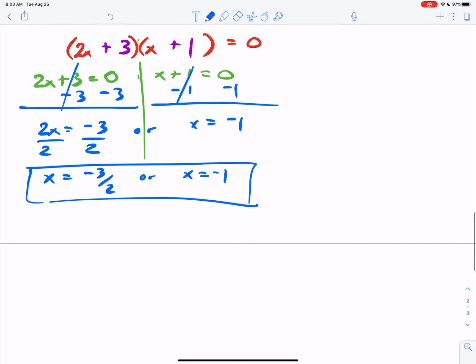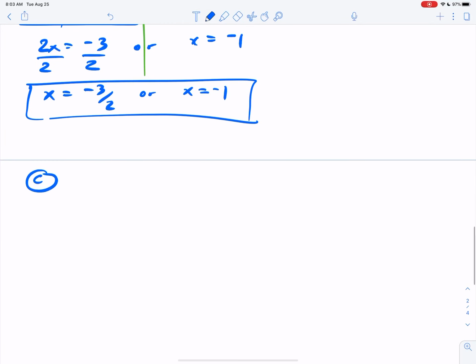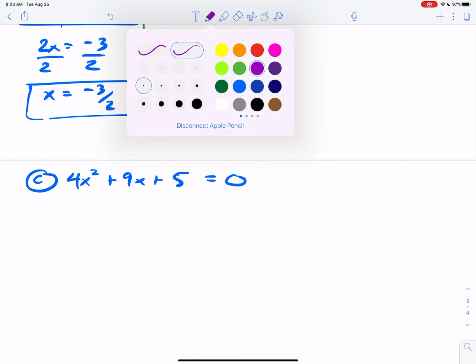All right. Here's one more for you guys to try. Here's part C. Let's do 4x squared plus 9x plus 5 equal to 0. Try that one there, and then play when you're ready.